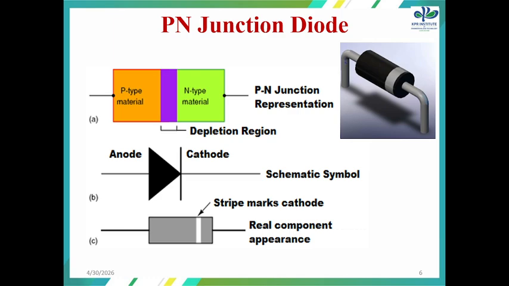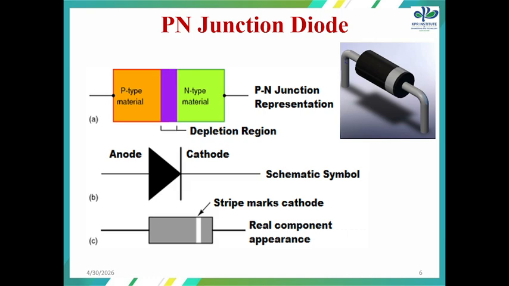PN junction diode. Let us discuss the PN junction diode first, then we can go for the Zener diode. The PN junction diode is a combination of P type semiconducting material and N type semiconducting material, as shown in figure A. You can see here the P type semiconducting material as well as the N type semiconducting material. In between, we have the depletion region. Let us discuss how this depletion region forms.